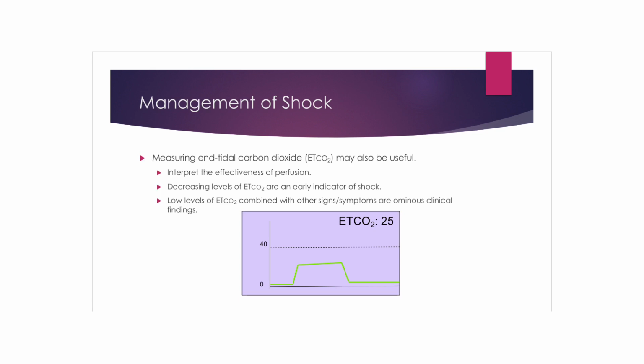Just reiterating, measuring end-tidal carbon dioxide may be useful. Interpret the effectiveness of perfusion based on changes in capnography and capnometry. And like I said before, decreasing levels of end-tidal CO2 are an early indicator of shock, and low levels of end-tidal CO2, when you combine it with everything else you see in shock, could be an ominous clinical finding. So here we have decreased end-tidal CO2. And again, your patient may be hyperventilating. That's another cause for decreased end-tidal CO2. But if they're hyperventilating and they don't have good circulation, let's say they're hypovolemic, then it'll be even lower end-tidal CO2. So keep an eye on it. It's a good assessment tool.